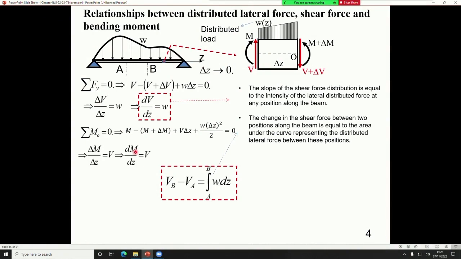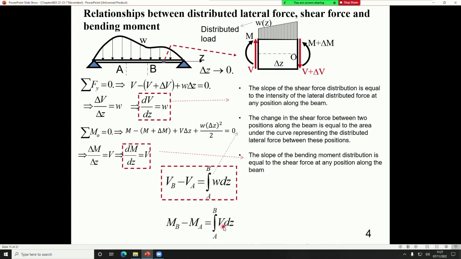You say the derivative of the bending moment with respect to Z is equal to the shear force. What does this tell us? It tells us the slope of the bending moment diagram at any point is equal to the shear force at that location, similar to the top one. Or I can say the change in bending moment between two points is equal to the area under the curve showing the shear force distribution. Now using these two equations, you can easily draw the shear force and bending moment diagrams for a beam subject to any type of loadings applied to it.